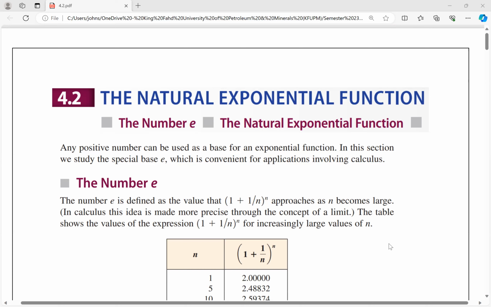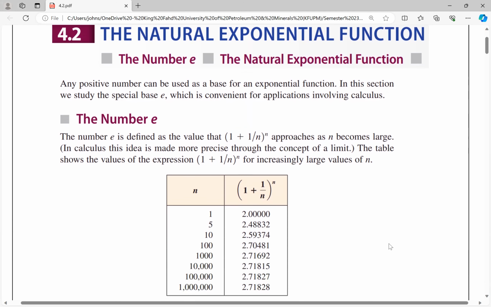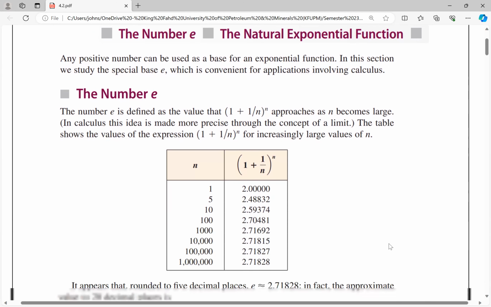Oh, hello viewers. In this video, we'll be looking at the natural exponential functions. So we'll start with the number e. So what is number e? The number e is defined as what?